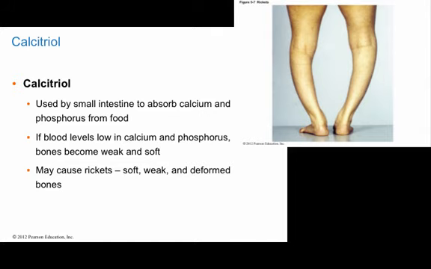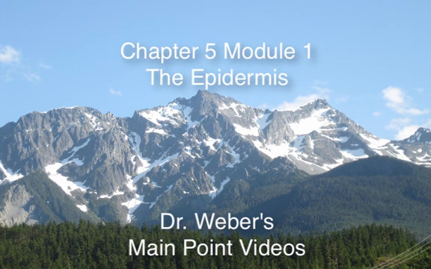Lack of vitamin D has also been implicated in chronic inflammatory conditions such as multiple sclerosis, diabetes, psoriasis, rheumatoid arthritis, inflammatory bowel disease, hypertension, periodontal disease, and certain cancers. Not getting enough calcium and phosphorus in your diet can also lead to rickets. Rickets is rare in developed countries because calcium and phosphorus are found in milk and green vegetables that are readily available in developed countries. This ends Module 1 of Chapter 5, The Epidermis.